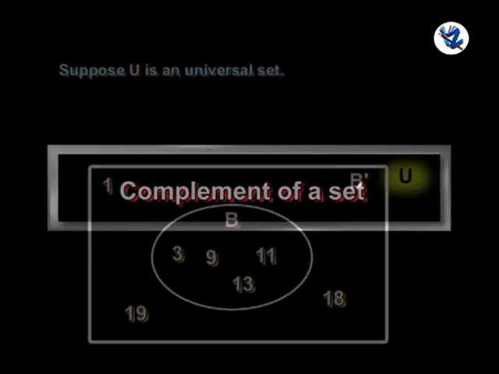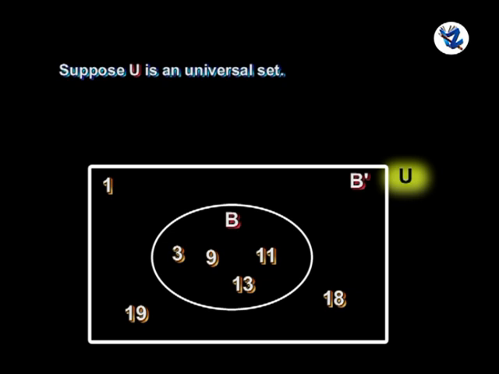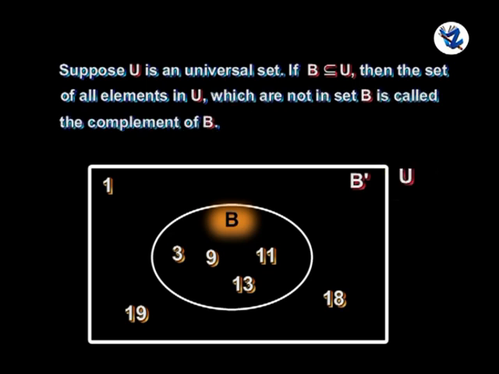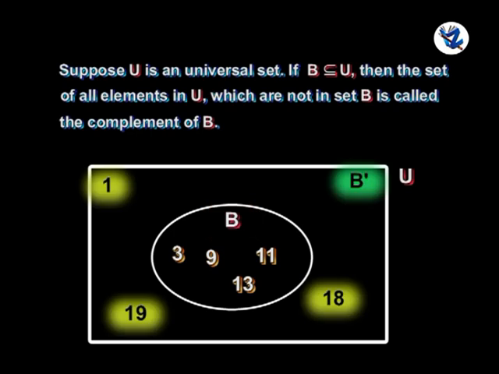Now solve the problem. In a hostel there are 125 students, out of which 80 drink tea, 60 drink coffee and 20 drink tea and coffee both. Find the number of students who do not drink tea or coffee. Suppose set A is the set of students who drink tea. Therefore, NA is equal to 80. B is the set of students who drink coffee. Therefore, NB is equal to 60. Total students are 125. Therefore, NU is equal to 125.